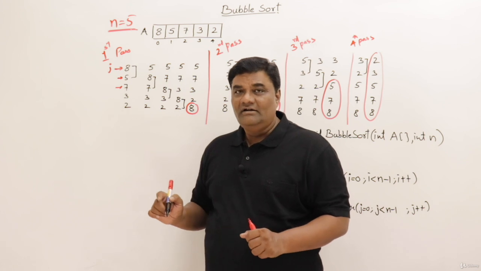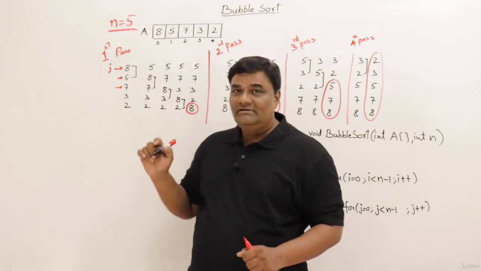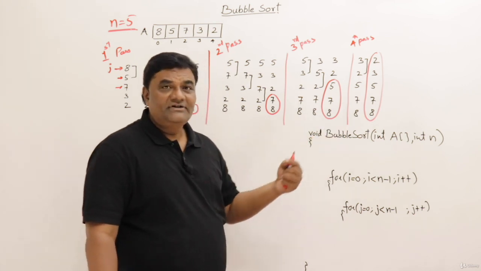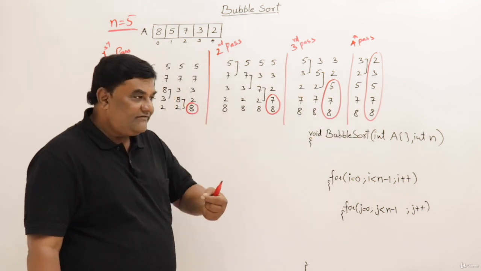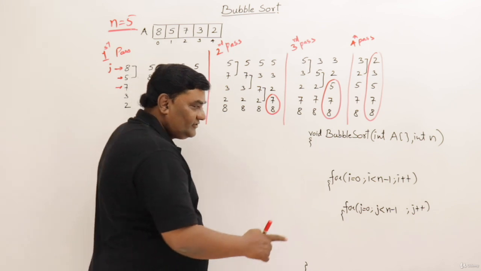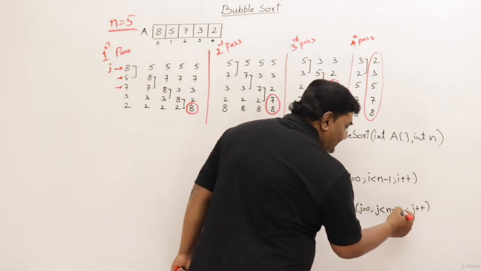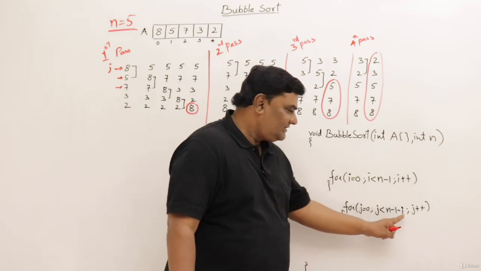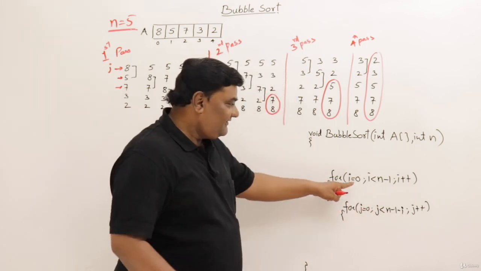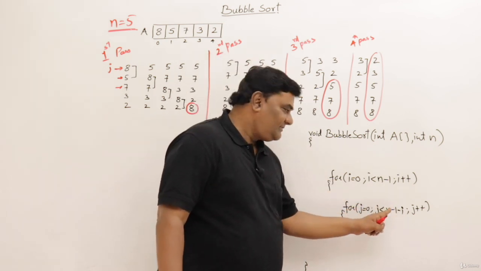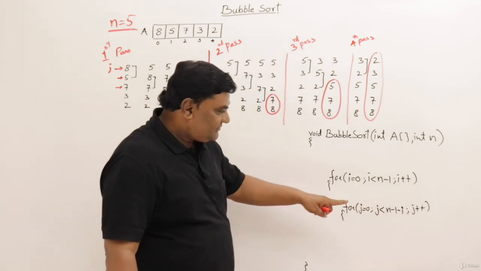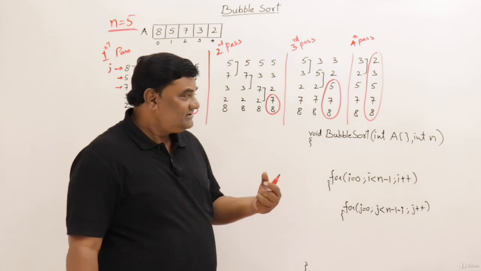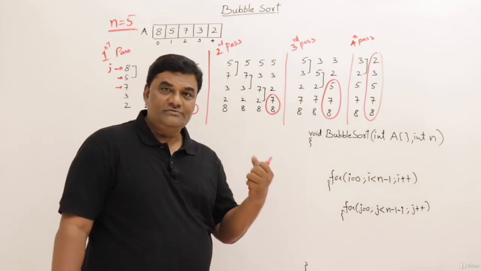Yes, correct. But one more thing, in the next pass, one comparison should reduce. Then again in the next pass, one comparison should reduce. So in every pass, one comparison should reduce. So not just n-1, minus i also. It means in the first pass, i is 0, so nothing is subtracted. Next pass, i will be 1, so 1 will be subtracted. So this becomes n-2. So j less than n minus 1 minus i. Why i? Because in every pass, one comparison should reduce.